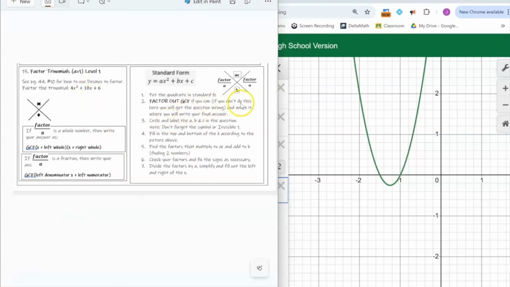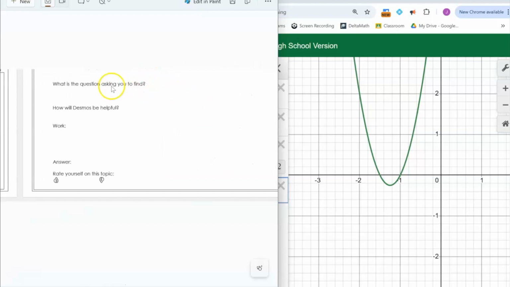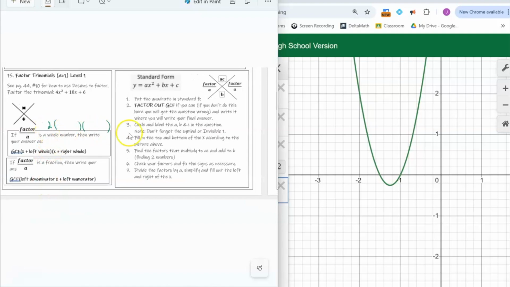And then it says, if you don't do this here, you'll get the question wrong. And write it where you will write your final answer. So we're going to go ahead and write it. My answer is going to be 2. And I have 2 answer places right here. I'll just put it right here. So just write it where you put in the answer. You could write it over here as well. So boom, I put it right there. I can forget about it.